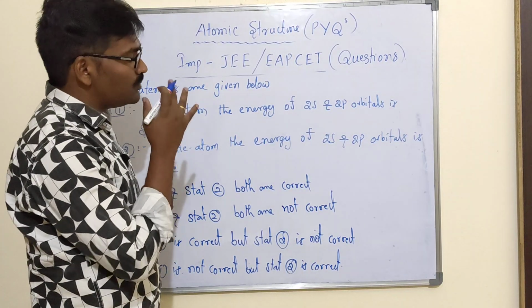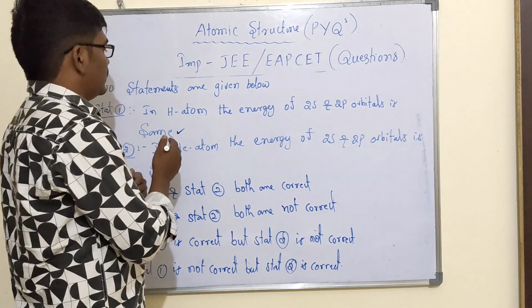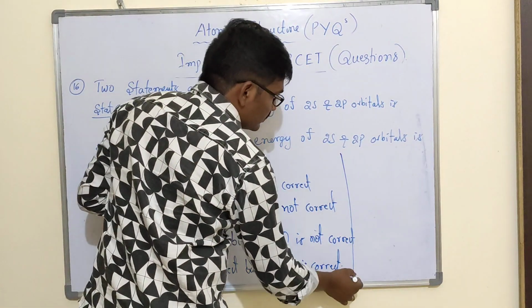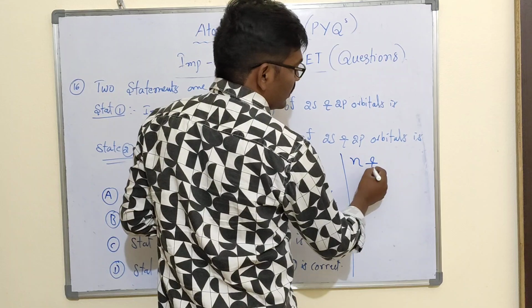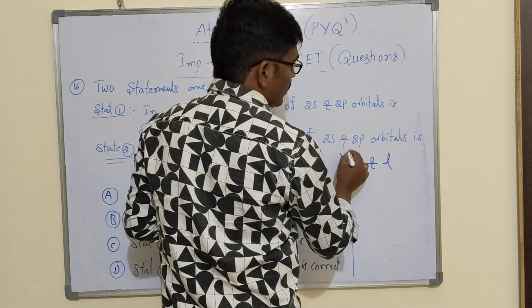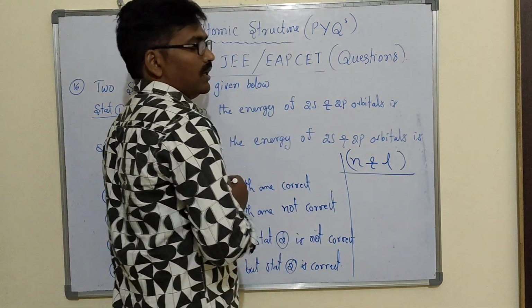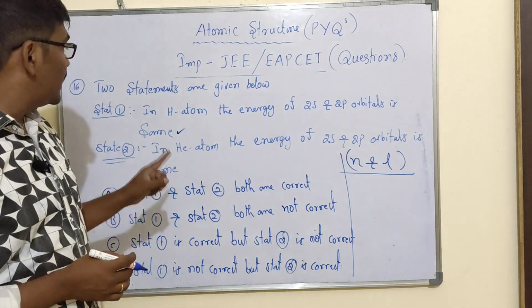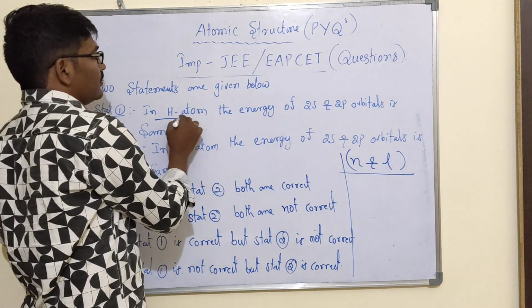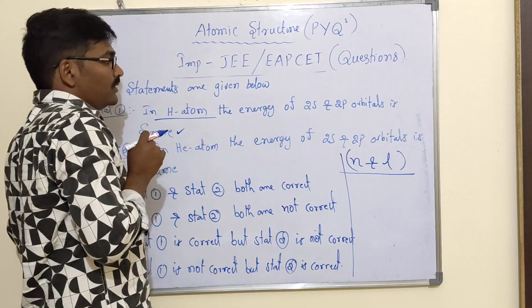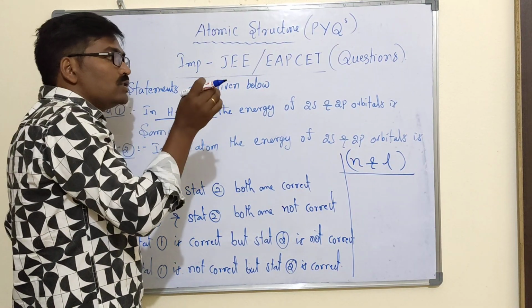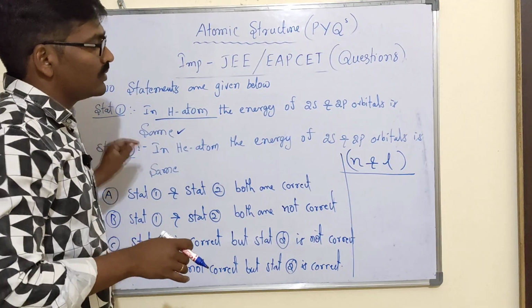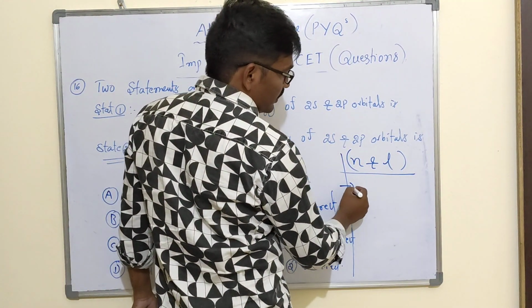Here you should observe one statement: the energy of orbitals depends upon the principal quantum number as well as the azimuthal quantum number, n and l. But except in the hydrogen atom, where the energy of orbitals depends upon only the principal quantum number. Remember, it's very, very important.